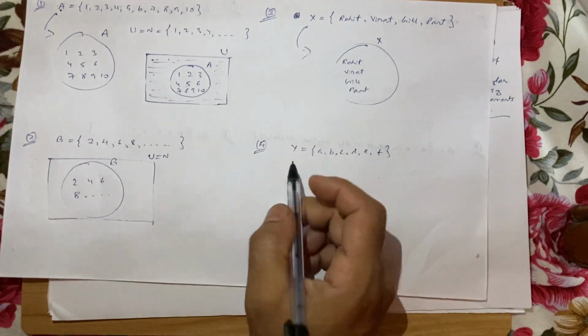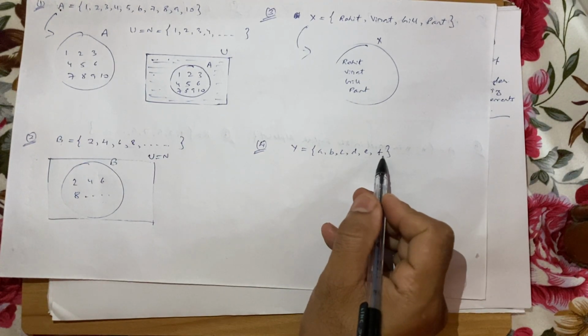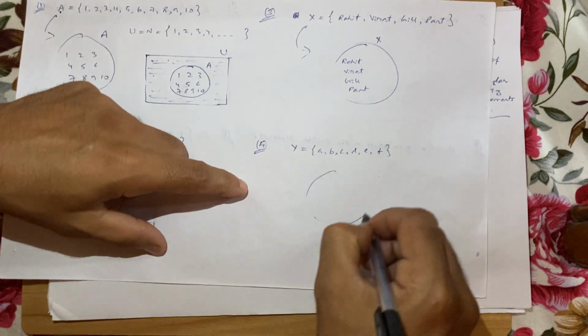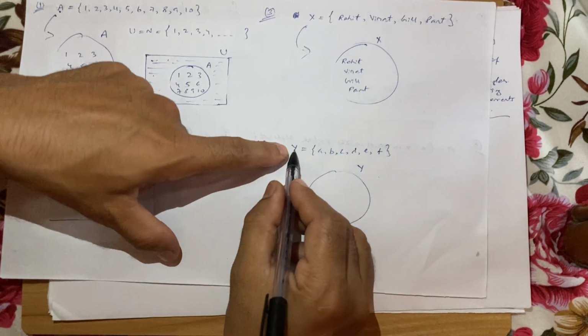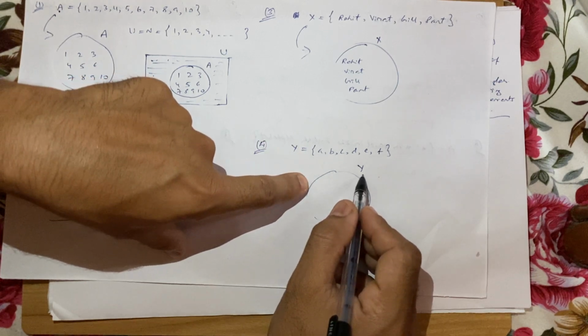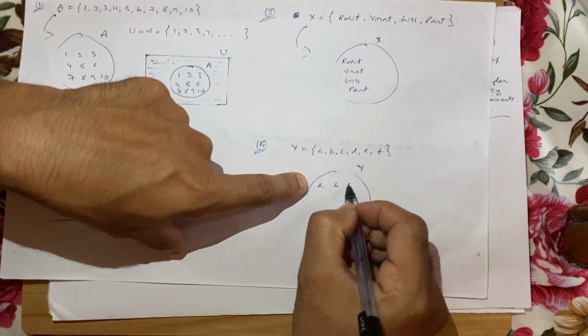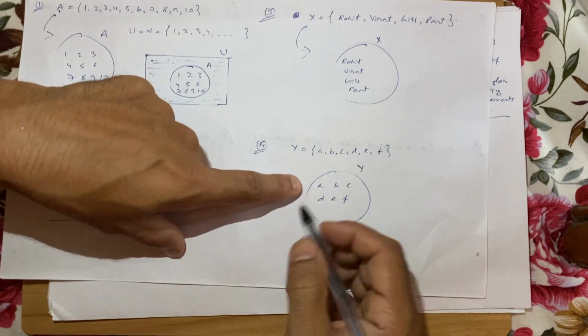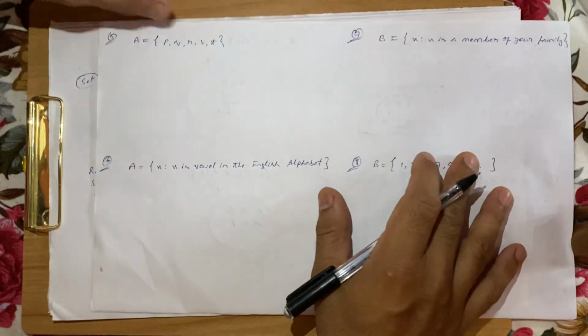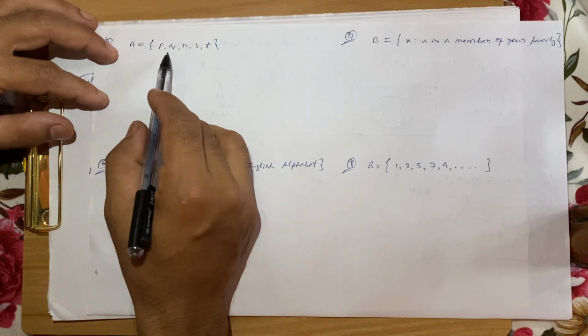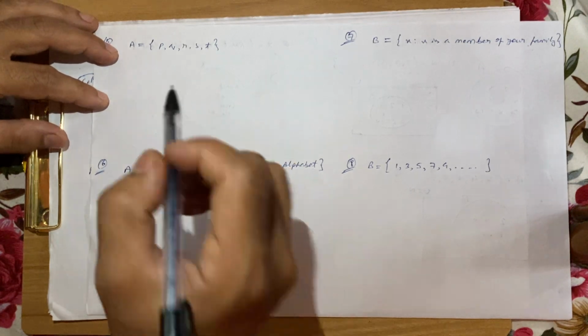Okay, now this one, Y is equal to A B C D E F. Okay, the first 6 English alphabets. So draw a circle, name it as Y, because the name of the set is Y, so the Venn diagram will also have the name Y, and all the elements will be inside it. A B C D E F. Okay, now the next one, A is equal to P Q R S T. Okay, so here, okay, let's go back to this one.